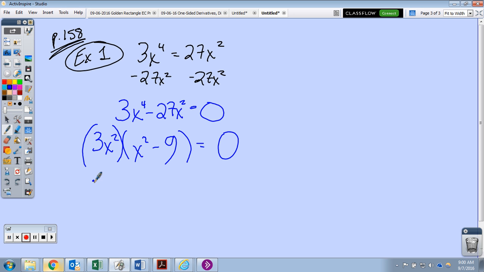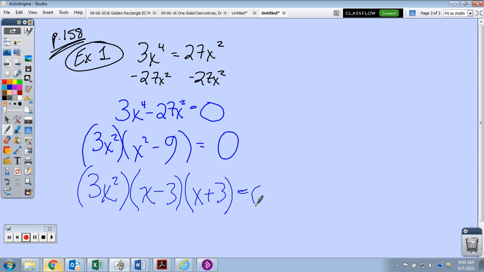So we still have 3x squared, and then what would this become? X minus 3 equals 0. Was that everything? No. Another one. Yes, x plus 3.